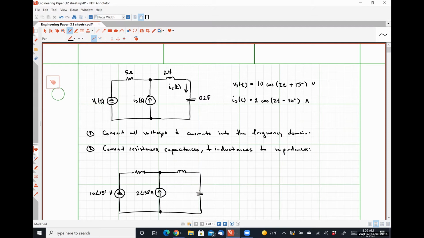So the impedance of a resistor, I'll call it ZR, is just given as the resistor value itself. So in this case, that would simply be 5 ohms. The value of the resistor does not change. The impedance of our capacitor, ZC, is going to be 1 over j times omega. So what's omega? Where do we find that out?